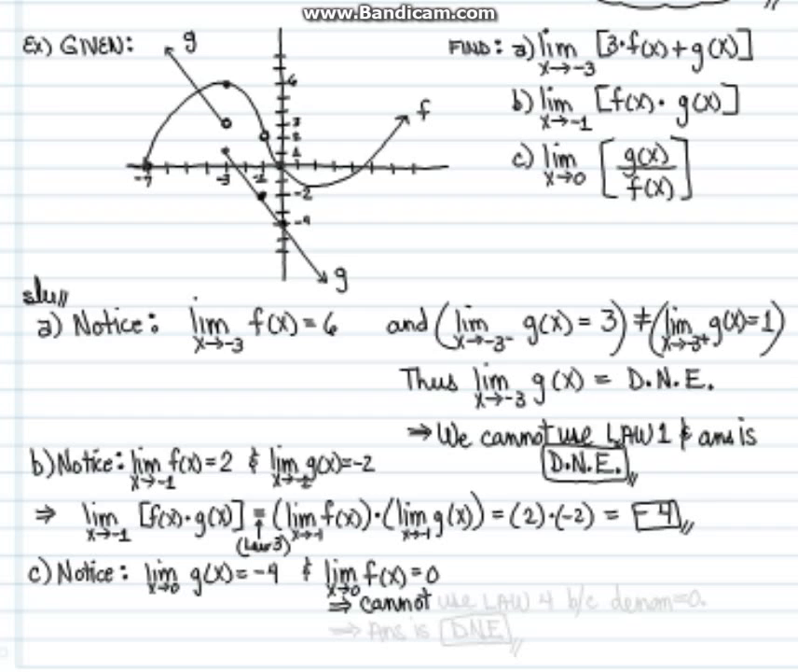Okay, well, we cannot use law number 4, the quotient law, because in order to use it, the limit of the denominator has to not be equal to 0. This one does have it equal to 0, so our answer is undefined. It does not exist.